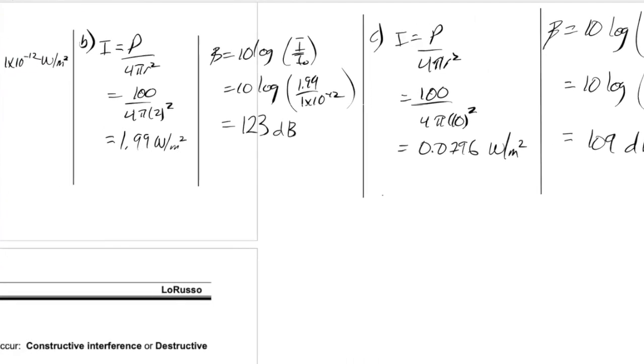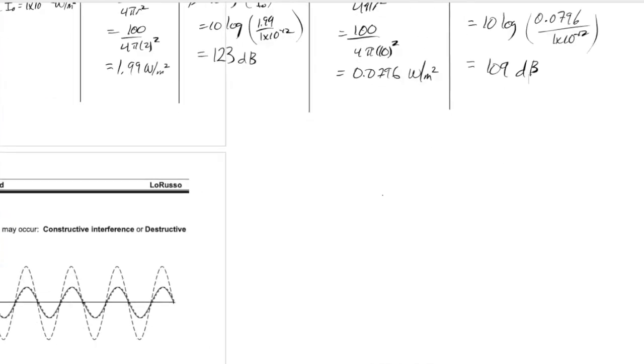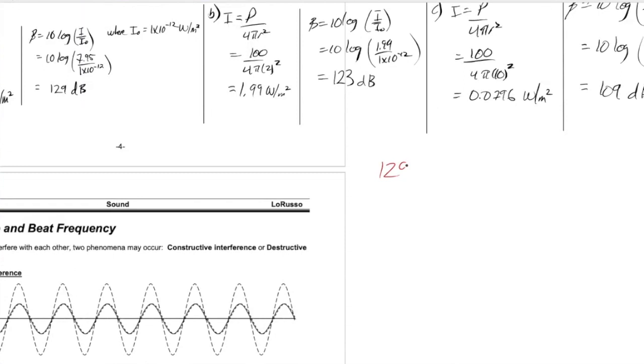All right, so let's take a look at the three numbers that we got in terms of the decibels. We first had 129 dB, and then it went down to 123 decibels, then down to 109 decibels. So let's look at this in terms of decibel loss. This is minus 6 dB. And here, from the original, that's minus 20 decibels.